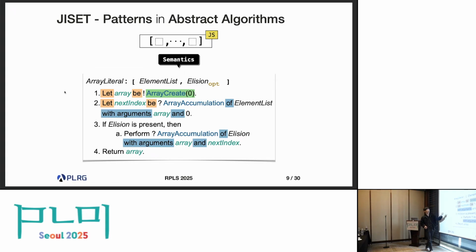For example, these ElementList and Elision are also parameters. They take a JavaScript syntactic component, or abstract syntax tree, as a value, and we can call some syntax-directed operation on that AST by passing additional arguments. So this specification has specific patterns, and we want to formalize it and support a meta language to capture all the patterns in the specification.